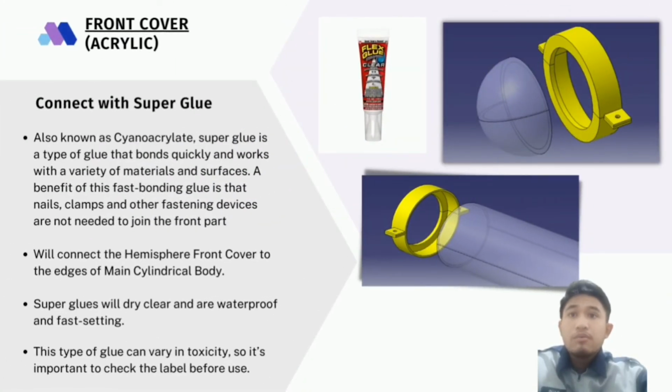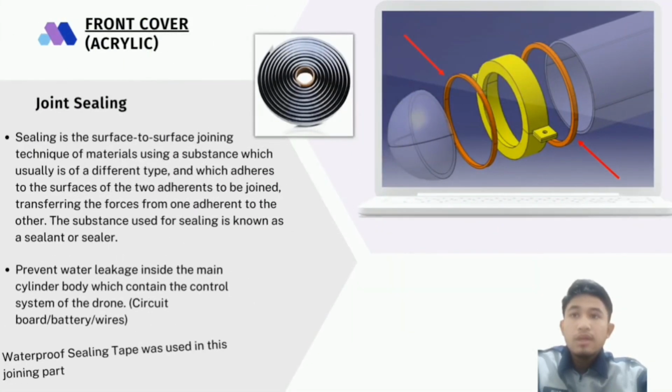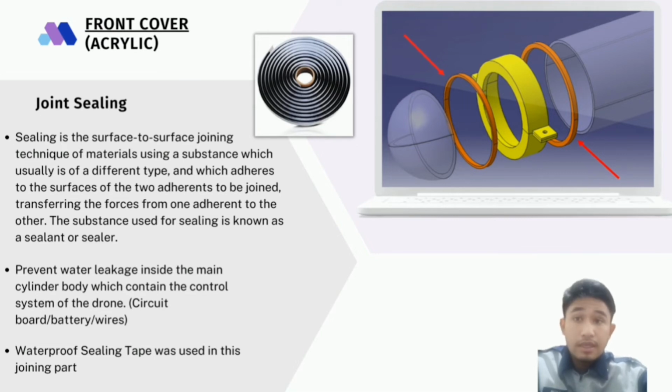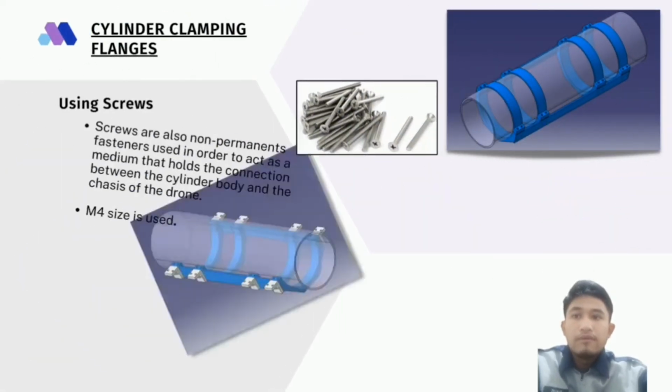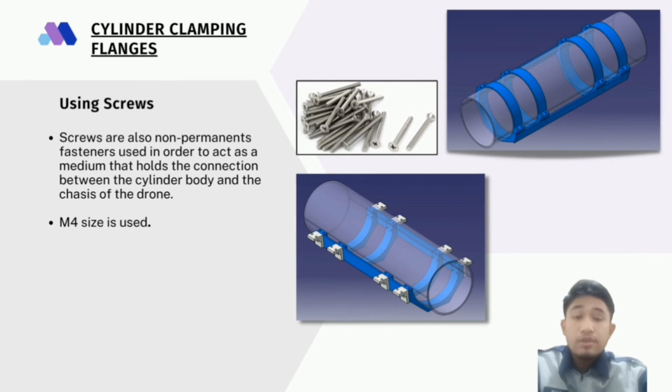For the front cover, we will connect it with a super glue, which the product is the flex glue. It's a type of glue that can work on a variety of surfaces and is very strong, and also very waterproof. For the joint, we will enhance its waterproofing by adding a sealing tape. It's easy to use. This will add extra security to prevent water leaking into the main body, which holds the control system. And for the cylinder clamping flange, screws will be used.